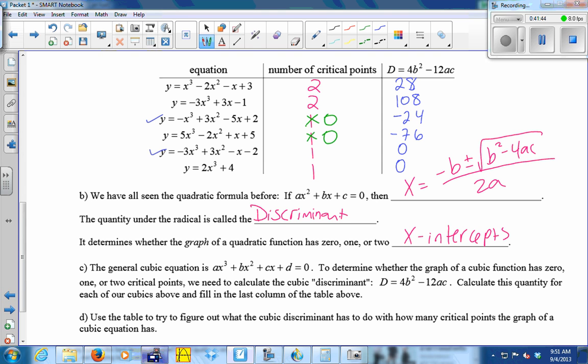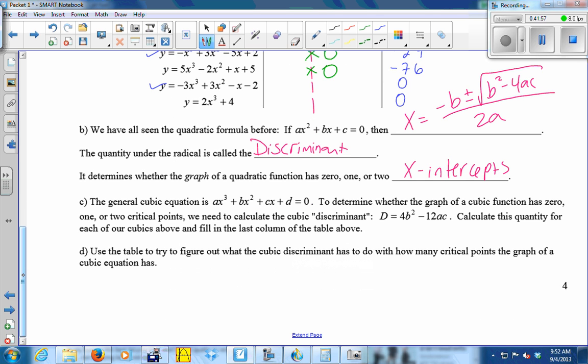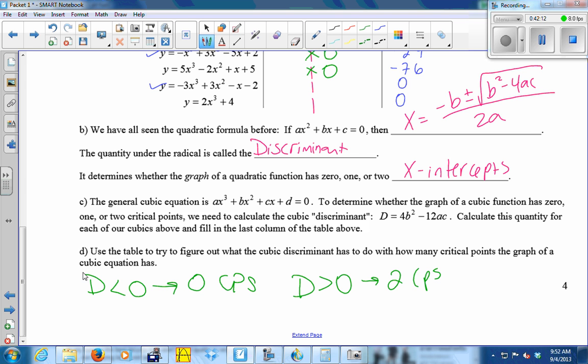So now, what do you think the relationship between discriminant and number of critical points is? Yep. So D negative, 0 critical points. D positive, 2 critical points. And D 0, 1 critical point. All right. Oh, we're past time.